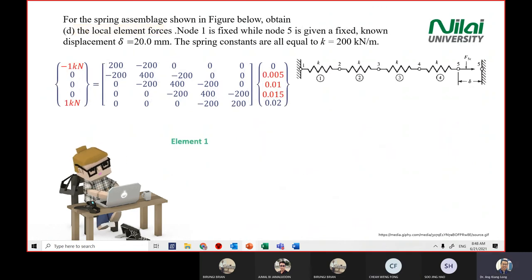The next one will be element 1. Since we already have the global matrix here, there's one more person I haven't asked this morning, which is Sue. So Sue, get ready. The next question will be asking you.